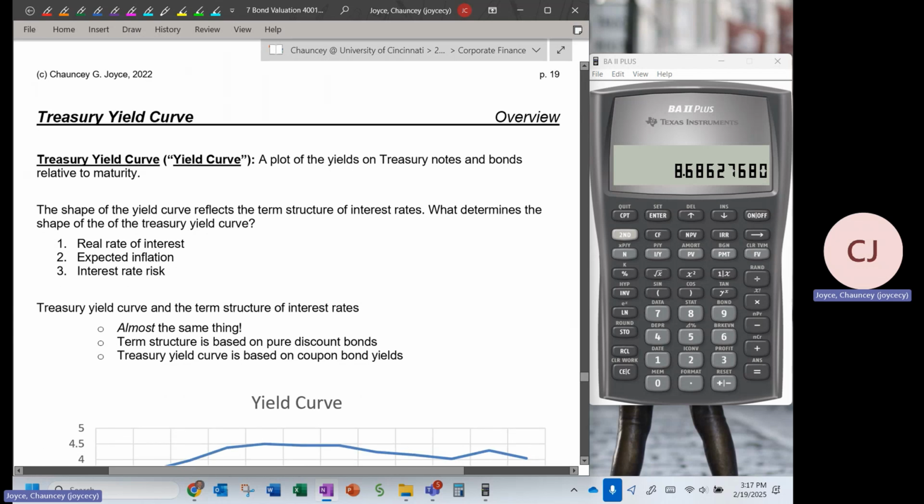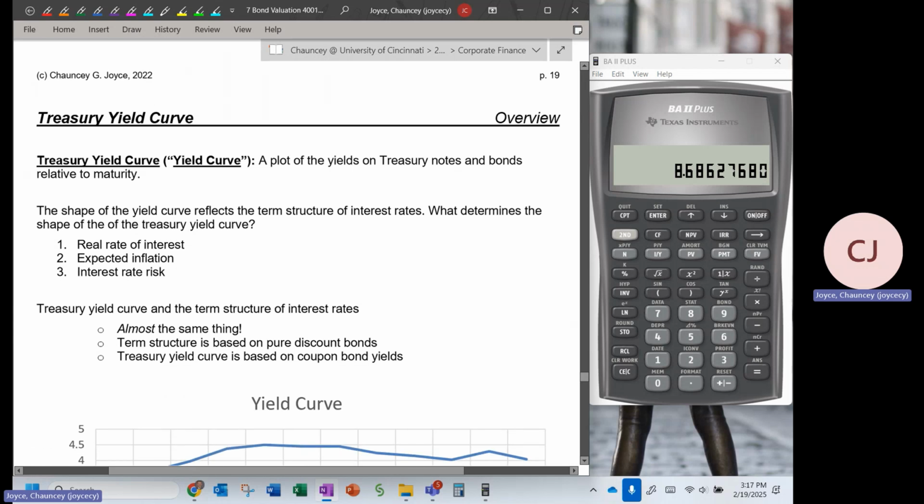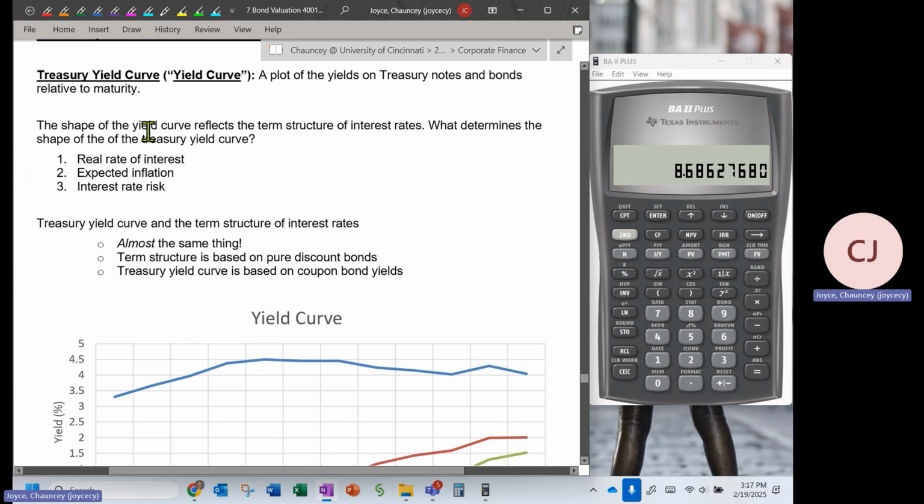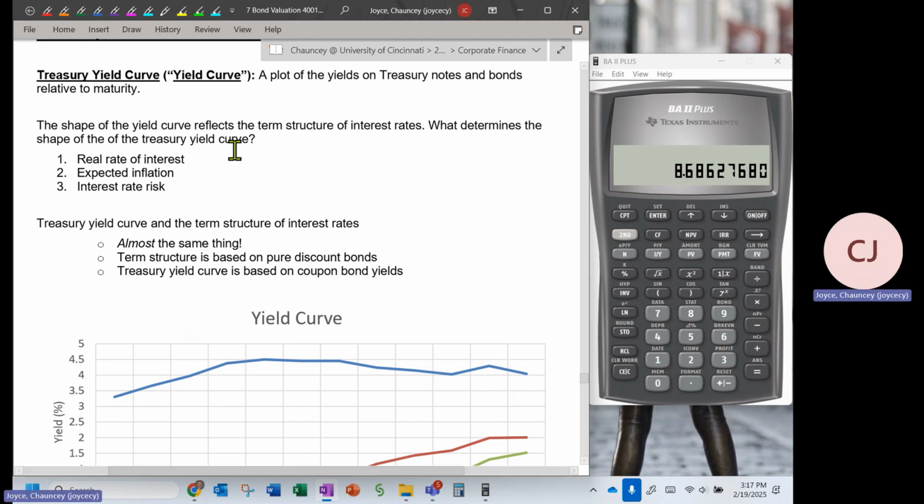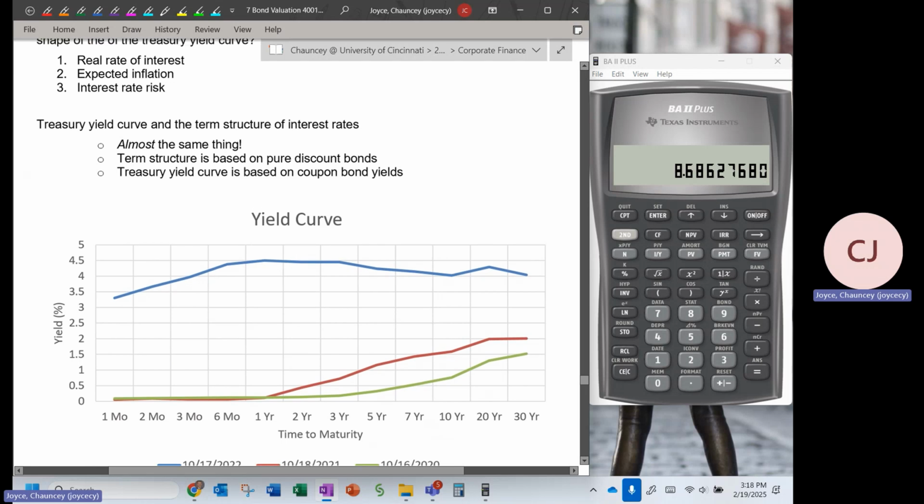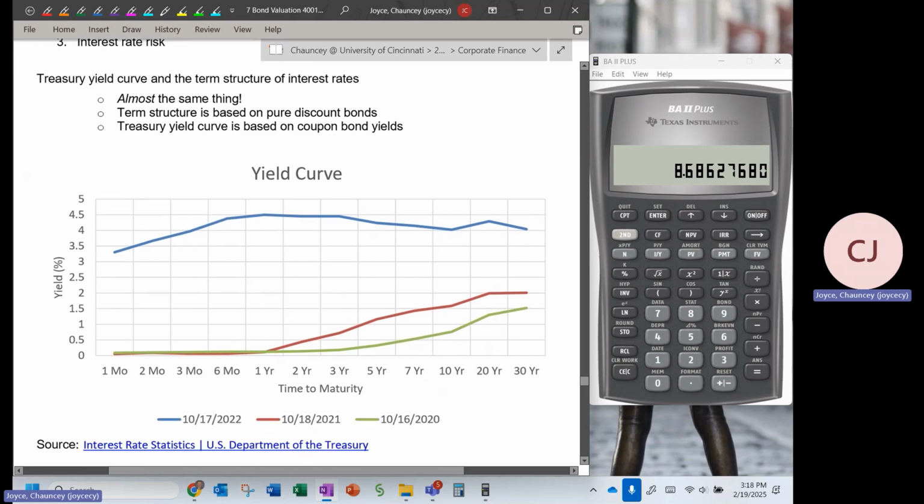So Treasury yield curve, let's talk about this, or just the yield curve. It's just a plot of the yields on Treasury notes and bonds relative to their maturity. So here's a couple things to think about that could impact the shape of the yield curve. It reflects the term structure of interest rates. So what determines the shape of the Treasury yield curve? Three things: the real rate of interest, the expected inflation, and interest rate risk. So the term structure of interest rates and the Treasury yield curve are almost the same thing, but they're not quite. The term structure is based on a pure discount bond. Treasury yield curve is based on coupon bond yield.